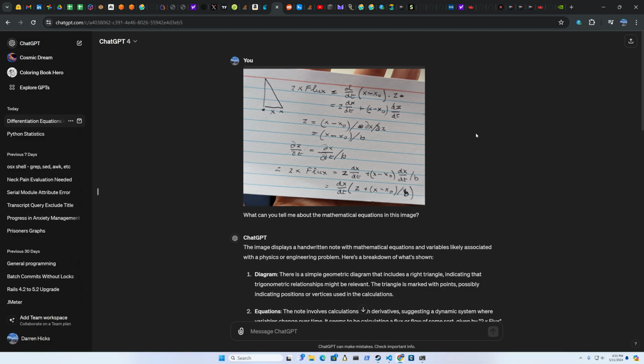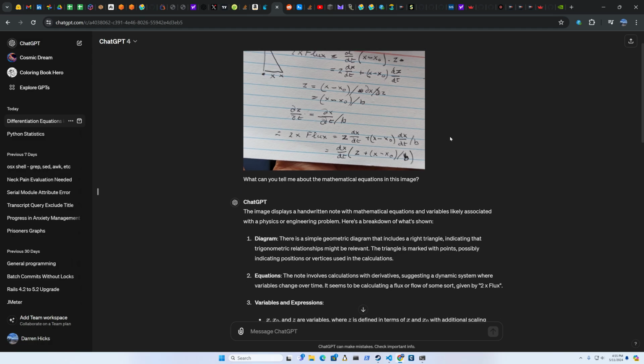1. Diagram. There is a simple geometric diagram that includes a right triangle, indicating that trigonometric relationships might be relevant. The triangle is marked with points, possibly indicating positions or vertices used in the calculations.